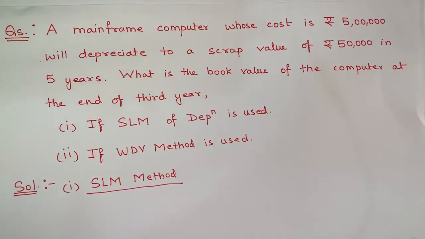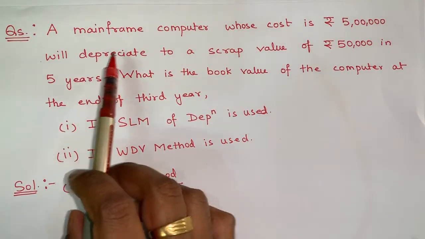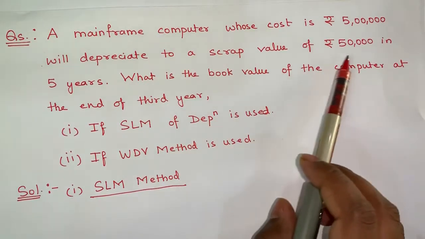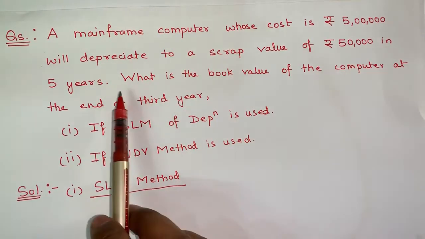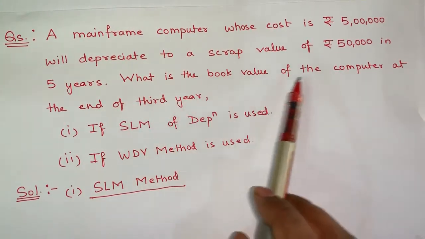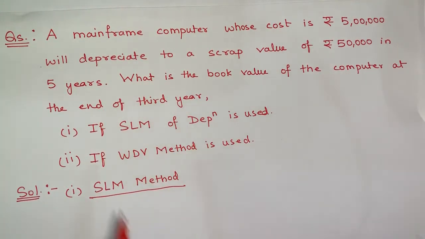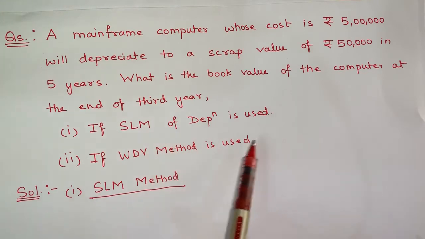So let's try to understand the concept of WDV by a question. A mainframe computer whose cost is rupees 5 lakh will depreciate to a scrap value of rupees 50,000 in 5 years. We need to find the book value of the computer at the end of the third year, first by the straight line method, and then by the WDV method.